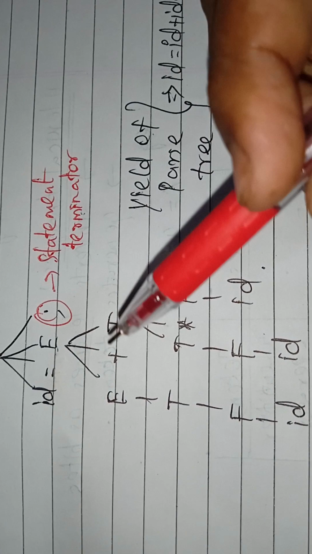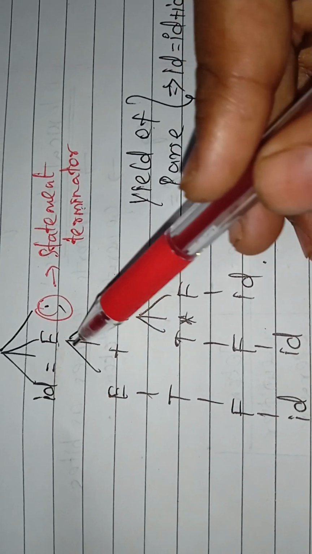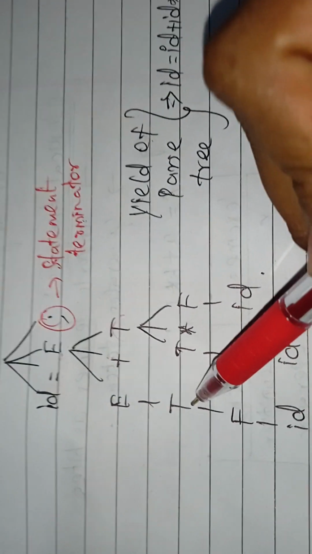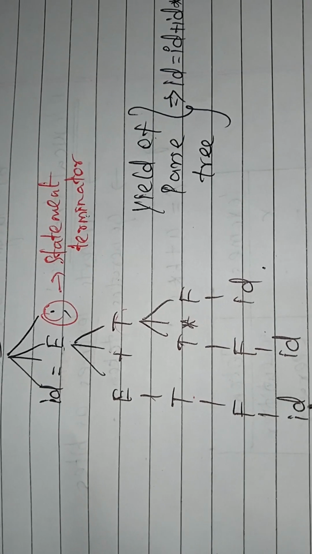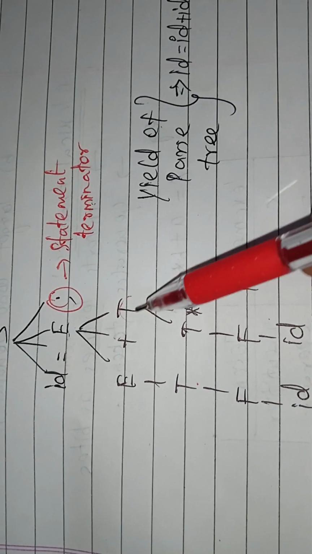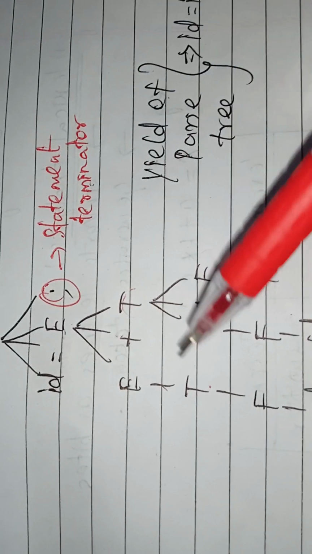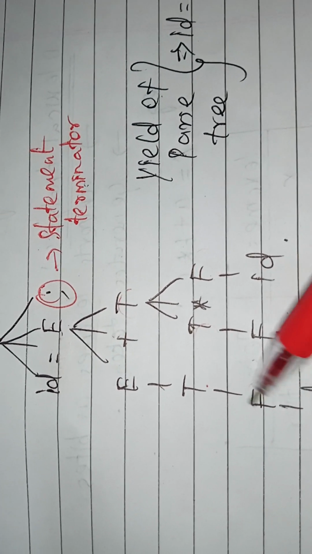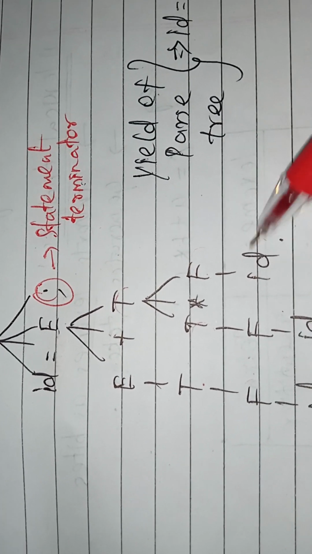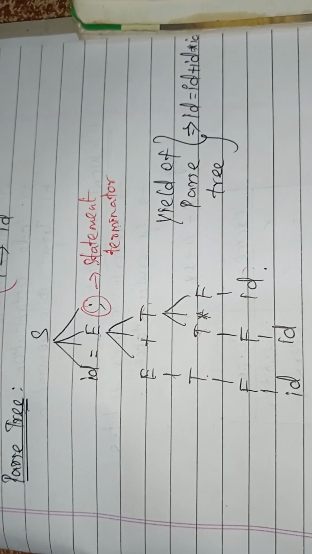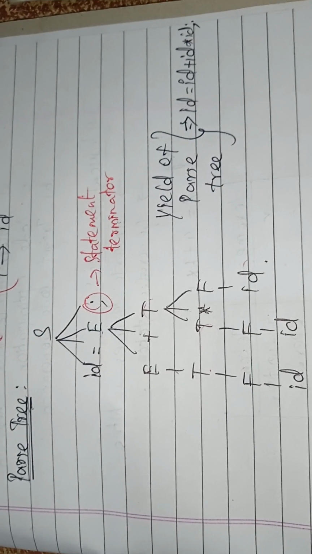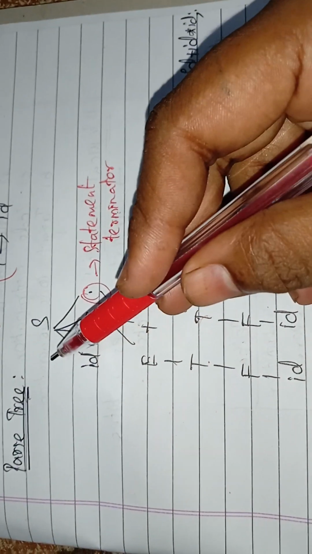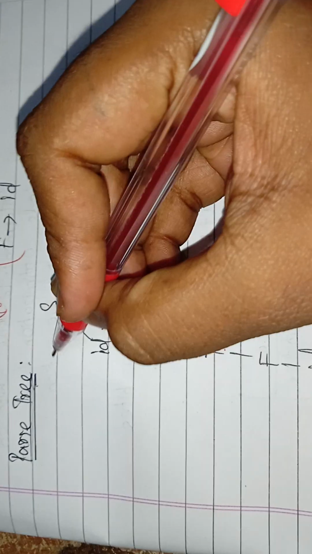Then consider the second production rule. This expression can be an expression plus a term. Then this expression can also be a term. Then consider the third production rule. It means a term can be multiplied with a factor, or a term can simply be a factor. Then consider the last production rule. The factor tends to the identifier. Thus the parse tree is generated. Here, if you want to find the yield of this parse tree, it should be traversed from top to bottom or left to right. So let me show you.